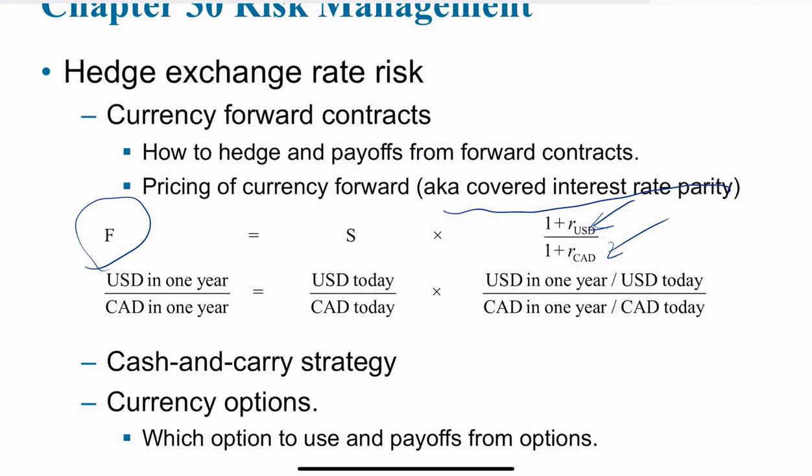And then you could also use this cash and carry strategy. Essentially, the cash and carry strategy is used to replicate the currency forward contract. In the lecture note, you can see a specific problem. In that case, a bank does not have access to the currency forward contract, so it replicates this currency forward contract using a cash and carry strategy. So make sure you understand that problem.